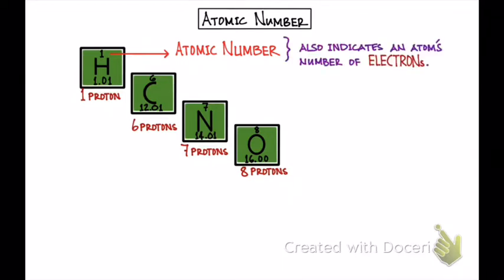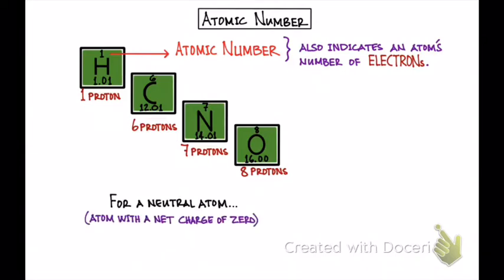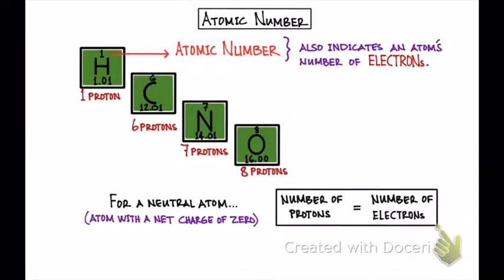But it can also indicate an atom's number of electrons. And we can easily do that if we're talking about a neutral element or a neutral atom. What that means is that you have an atom with zero charge. It doesn't have a negative charge or a positive charge. And so in that case, if we have a neutral atom, the number of protons equals the number of electrons. All the atoms or all the elements in the periodic table are considered neutral.